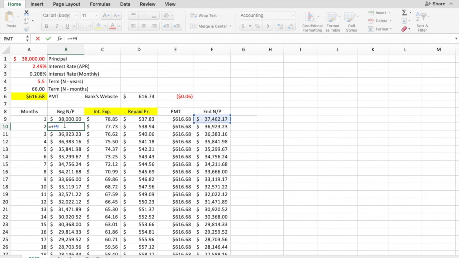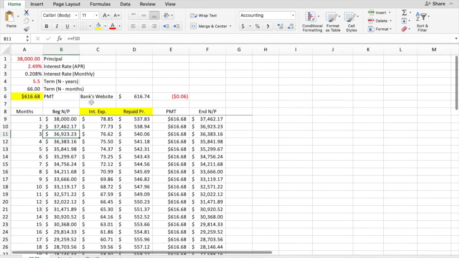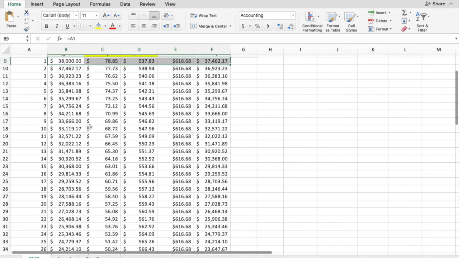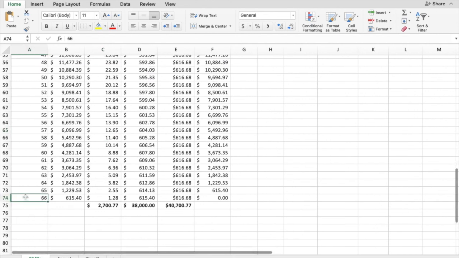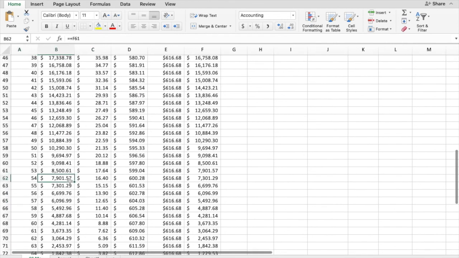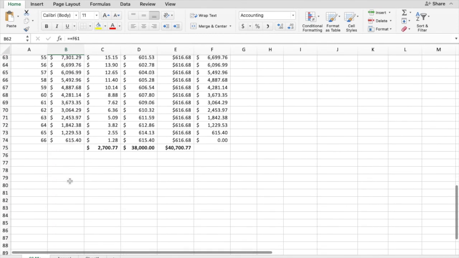So once you build that in and link the beginning note payable to the ending note payable of the previous month, you can drag these formulas all the way down in your spreadsheet by highlighting them and dragging them all the way down to month 66. So you don't have to input each one individually, you can drag it all the way down, which makes it very nice.